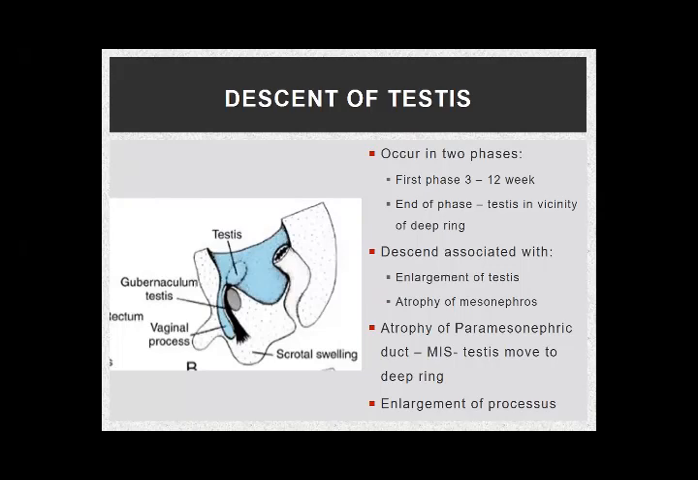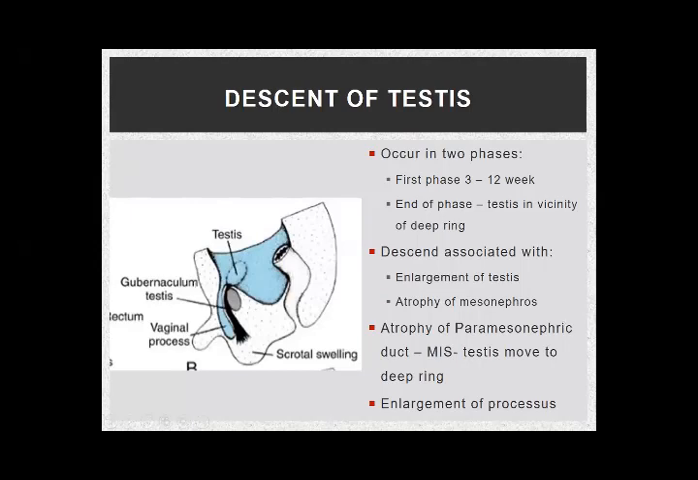Paramesonephric ducts atrophy कर जाती हैं. Why? ये जो Mullerian inhibiting substance है, ये release होता है, and this inhibits the paramesonephric duct to grow. So, under the influence of anti-Mullerian hormone, Mullerian MIS is Mullerian inhibiting substance. Under the influence of this, the paramesonephric duct atrophies.